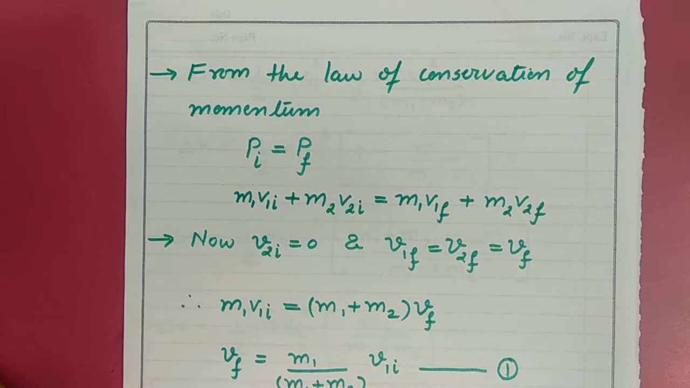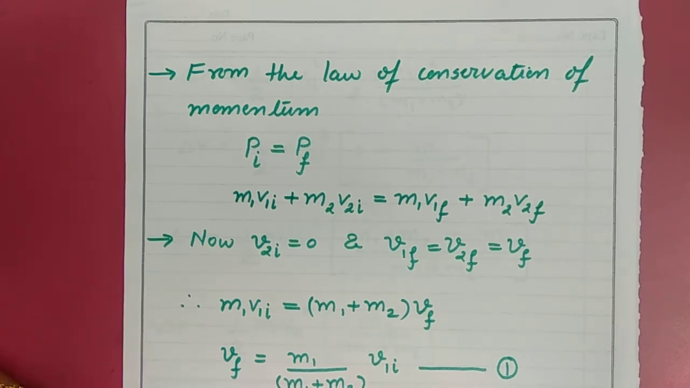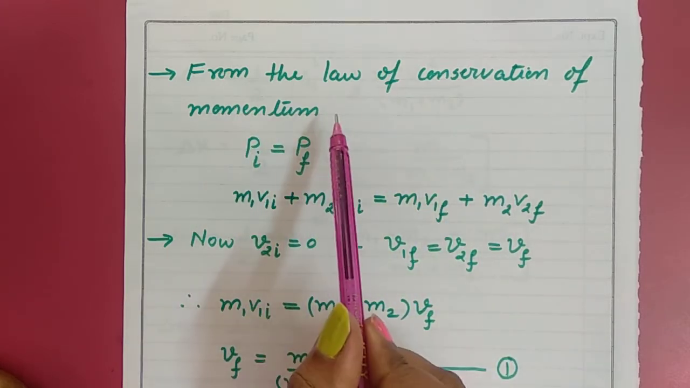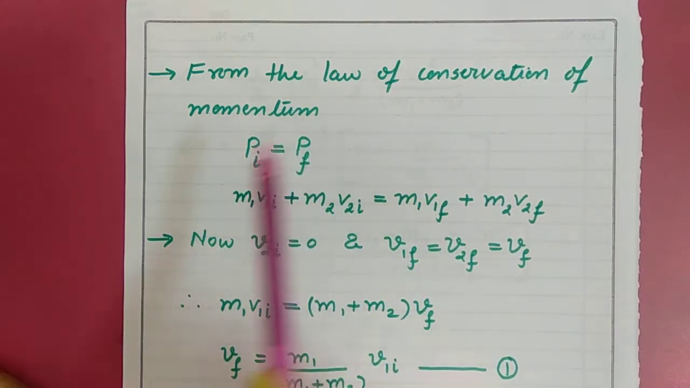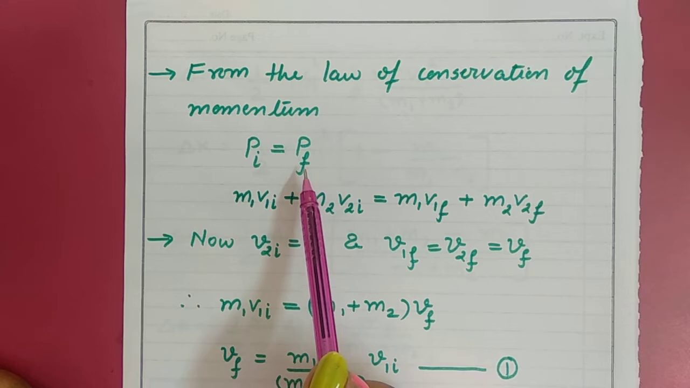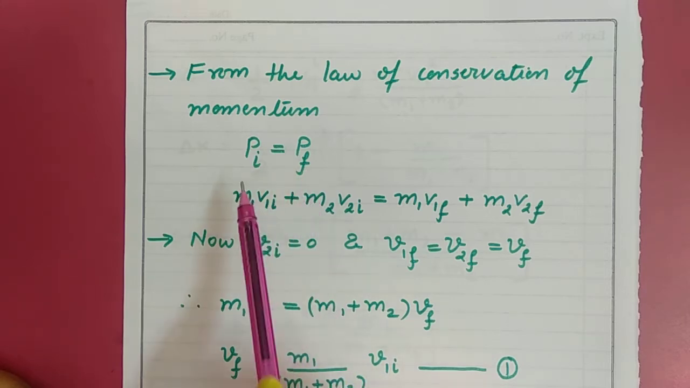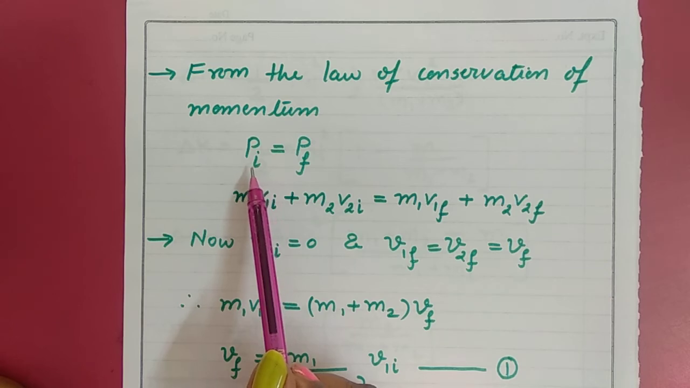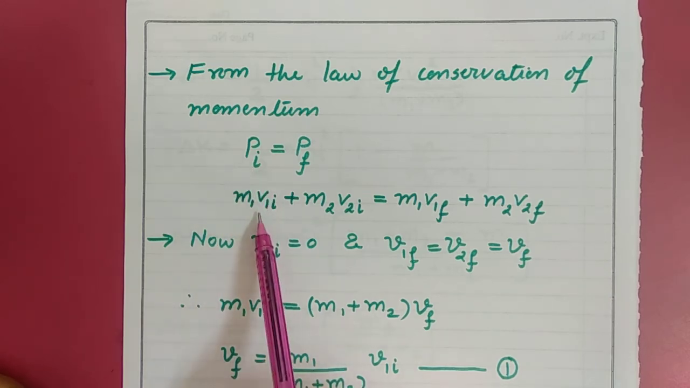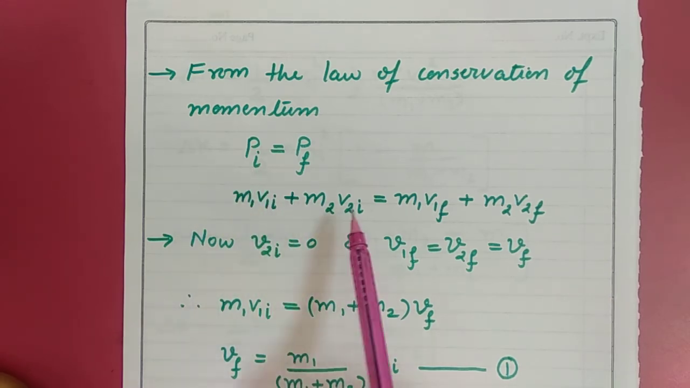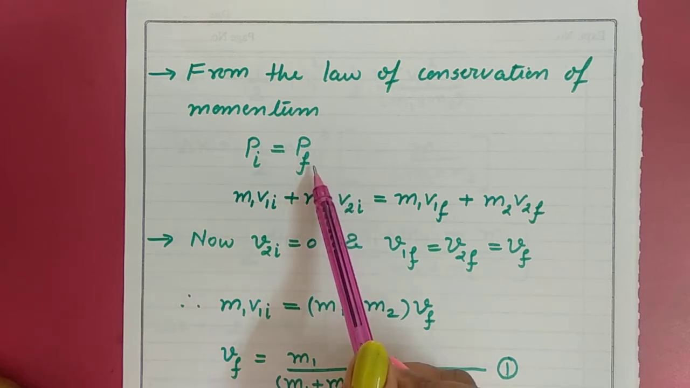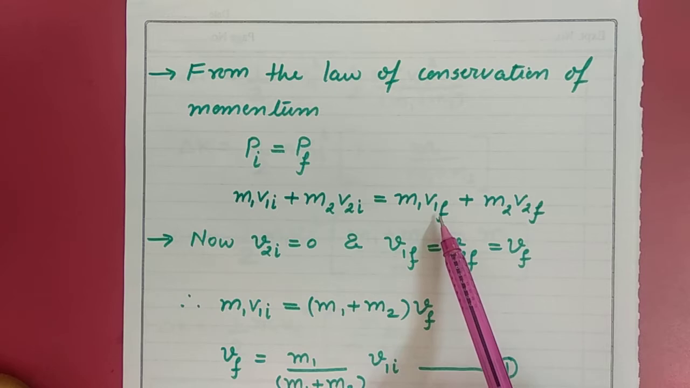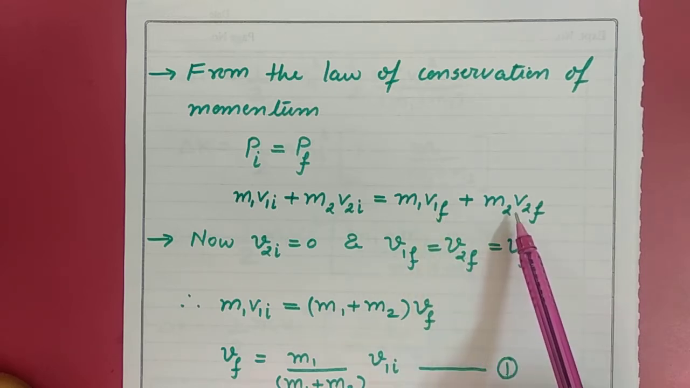Now in order to obtain the final velocity of both the balls, we'll consider the law of conservation of momentum. According to this law, the initial momentum of the system will be equal to the final momentum of the system. The system is made up of two balls. So the initial momentum of the system will be the initial momentum of ball 1 plus the initial momentum of ball 2, and the final momentum of the system will be the final momentum of ball 1 plus the final momentum of ball 2.